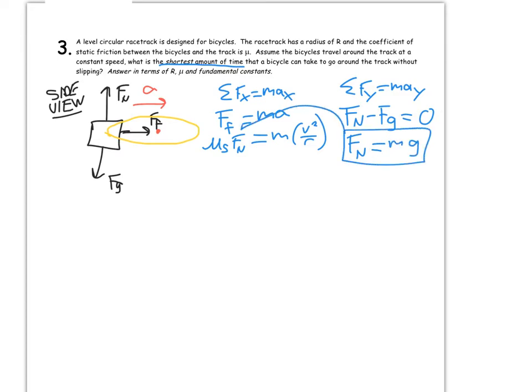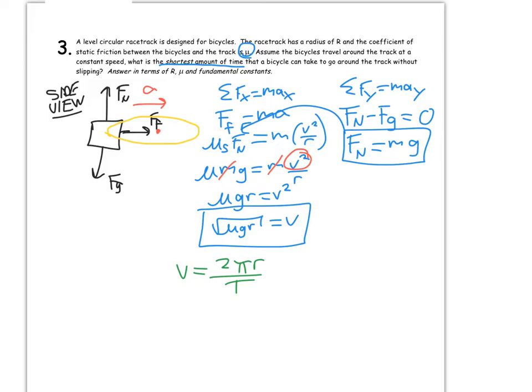I can go ahead and substitute in for my normal force. I also know that my coefficient of static friction is just given by mu. So I can say mu mg equals m times v squared over r. My m's will cancel out. And I ultimately want to get the shortest time that I can go around the track. So I'm going to first find the velocity of this object as it goes around the track. Solving for velocity, I get mu gr equals v squared. So the square root of mu gr is equal to my velocity.